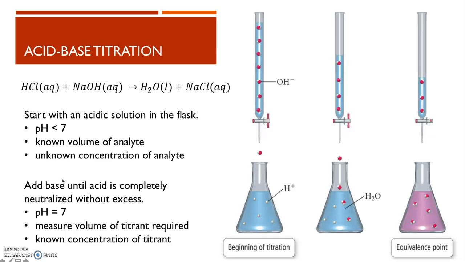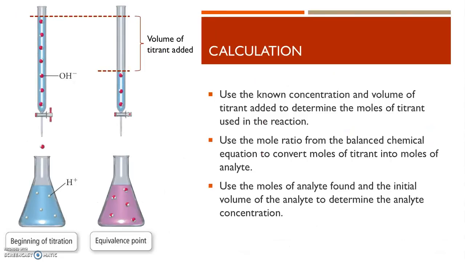I add base until it is completely neutralized without excess, so there's no excess hydrogen ions and there are no excess hydroxide ions. It's all turned into water and salt. I measure the volume of the titrant that was required to get to that point, and I know the concentration of the titrant. And so now we can do that stoichiometry process to determine what is the concentration of the acid. So the calculation is exactly what was covered in the previous video.